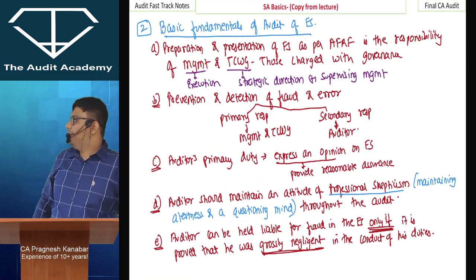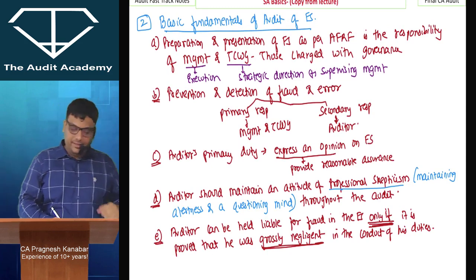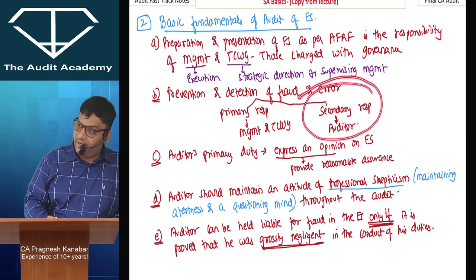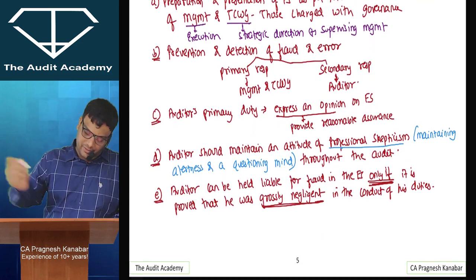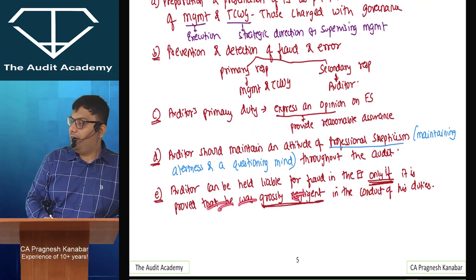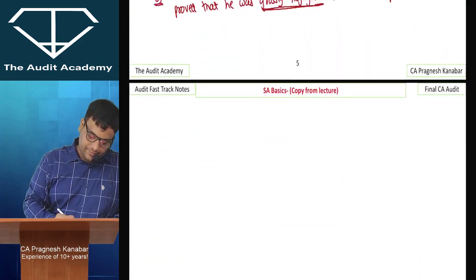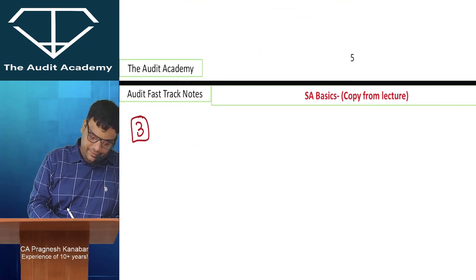So, basic fundamentals of audit of financial statements. Never ever forget these lines, especially when it comes to fraud and error, it is the secondary duty of the auditor. An auditor can be held liable for fraud in the financial statements only if it is proven that he was grossly negligent in the conduct of his duties. Alright. Next concept.